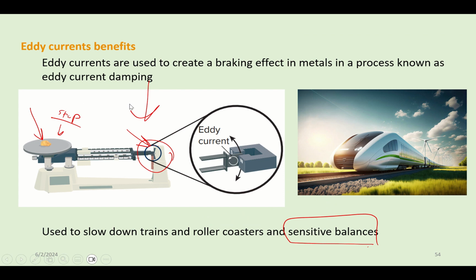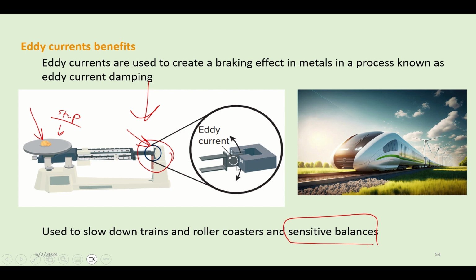Eddy currents are used to create a braking effect in metals in a process known as eddy current damping. So you can see here that eddy currents are used to slow down trains or roller coasters and sensitive balances. In this sensitive balance, on the other side, we have a magnet and a piece of metal. When you put a gold bar or a gold nugget on this plate, it starts to vibrate up and down. When it starts to vibrate up and down, this piece of metal starts moving up and down as well.